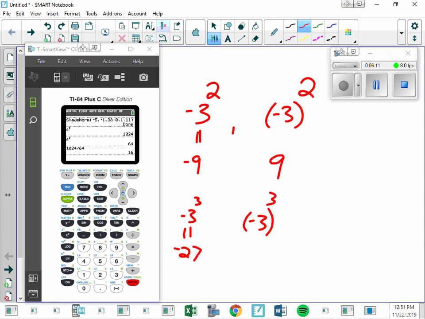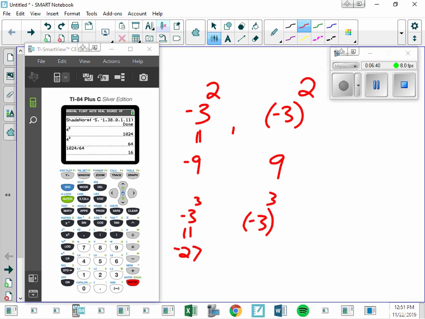3 negatives makes a negative. 2 negatives makes a positive. 3 makes a negative. What about 4? Why positive? It's even. There are an even number of negatives, which means they all cancel. So what about -3 to the 9th? Would that be negative or not? Negative because it's odd. Okay.